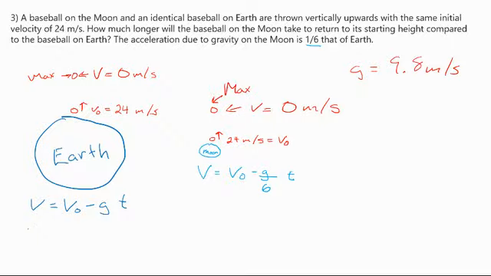This is going to be, final velocity is 0. My initial velocity is 24 minus 9.8 times T. I'm going to subtract 24 from both sides. And I get negative 24 is equal to negative 9.8 times T. Divide both sides by negative 9.8. Is that hard to see? Let me do this. Sorry.